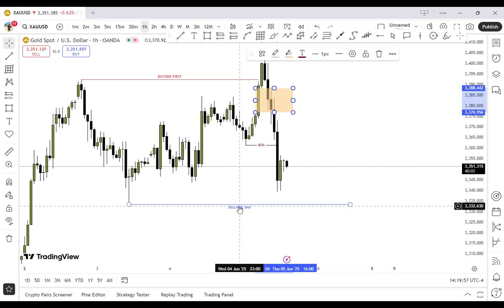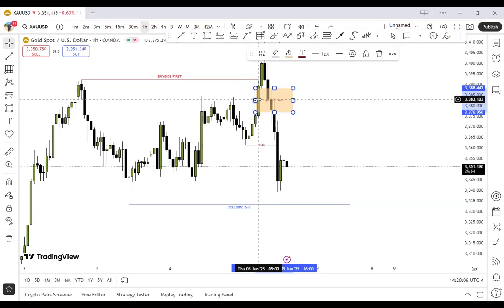Okay. Can price go back into this thing? Chances are very slim. Why? Yes, price can go back here, but I think chances of price going back into this key level are very, very, very slim.